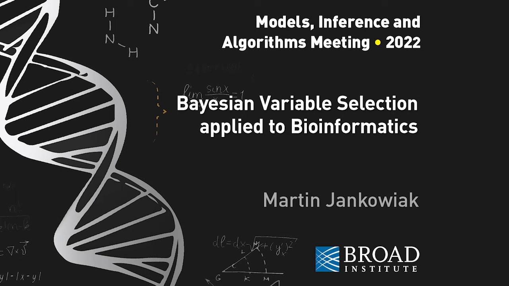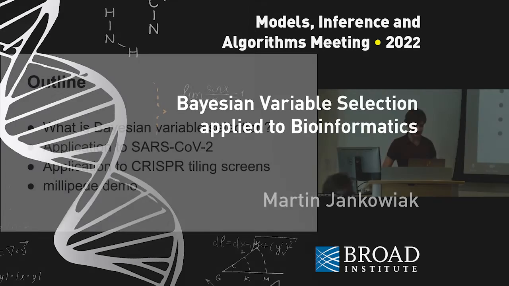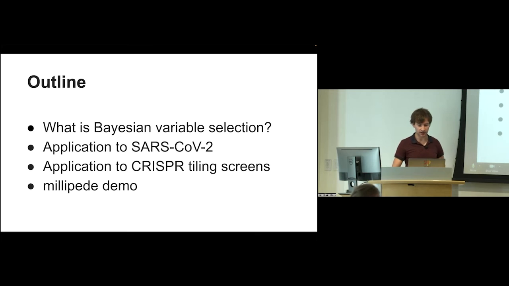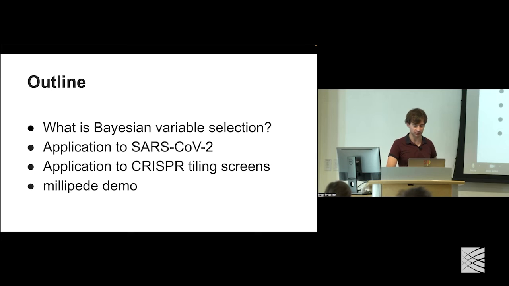Okay, thanks for having me. So as Ray said, I'll now talk about some applications of Bayesian variable selection. The outline is as follows. First of all, I'll very briefly review what Bayesian variable selection is for those just joining the seminar. Then I'll talk about two applications. And finally, I'll give a very short demo for a piece of software that I developed that helps you do Bayesian variable selection.